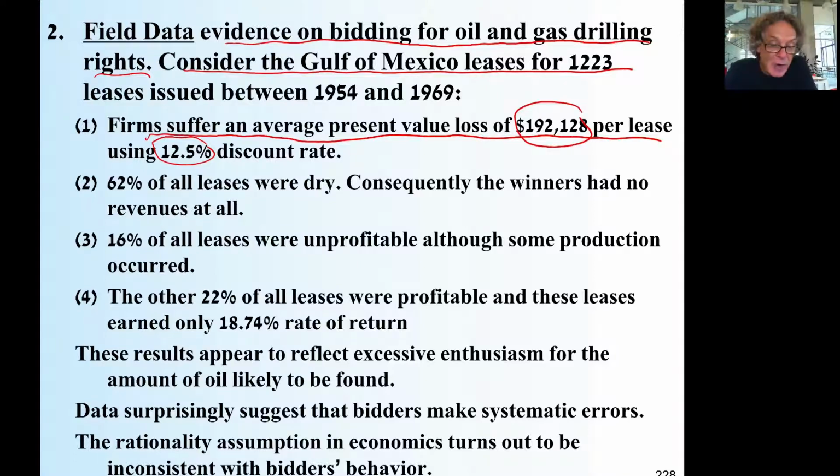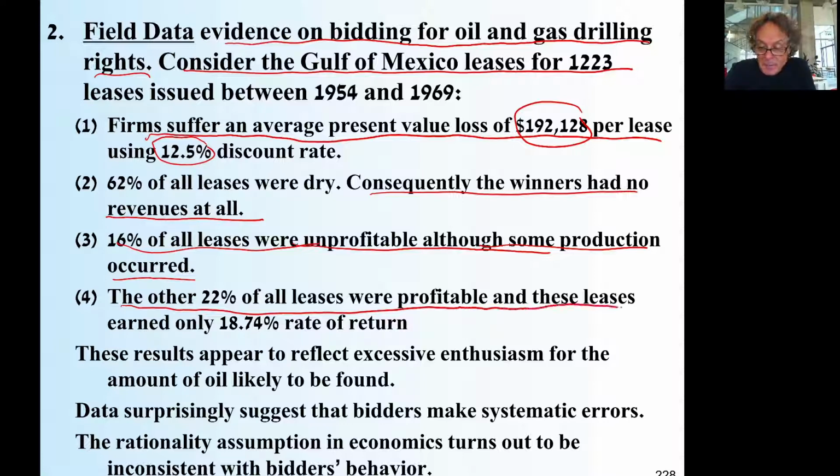62% of all leases were dry. The winners got zero there. They lost money because it was dry, no oil. Consequently, the winners had no revenues at all. 16% of all leases were unprofitable, although some production occurred. They found some oil, but it was not enough to justify the investment, and they made a loss. The other 22% of all leases were profitable, and earned only about an 18.74% rate of return. It looks good, but when only 22 out of 100 make it, it's not much to justify such an investment.